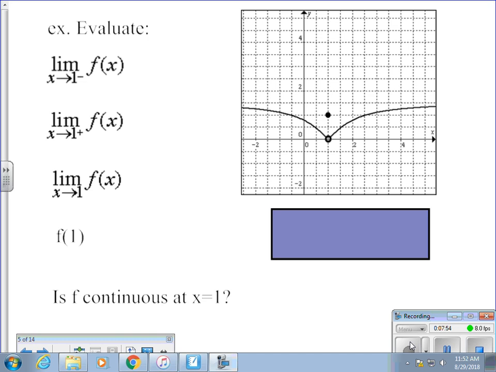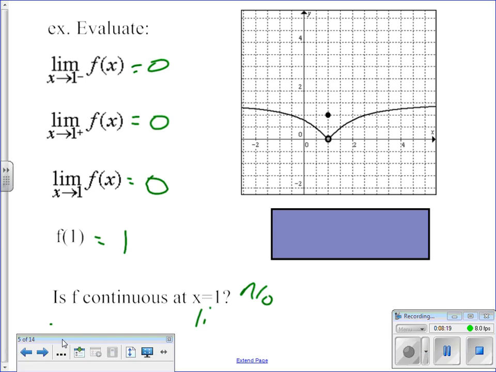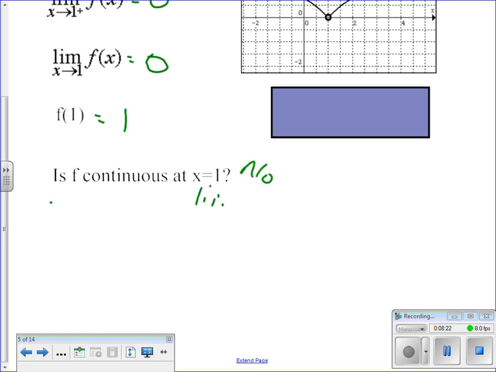Okay. So the limit as I approach 1 from the left is 0. The limit as I approach 1 from the right is 0. So the limit as I approach 1 is 0. What is f of 1? 1. Is it continuous? No. The limit as x approaches 1 of f of x does not equal f of 1. That's why it's not true.